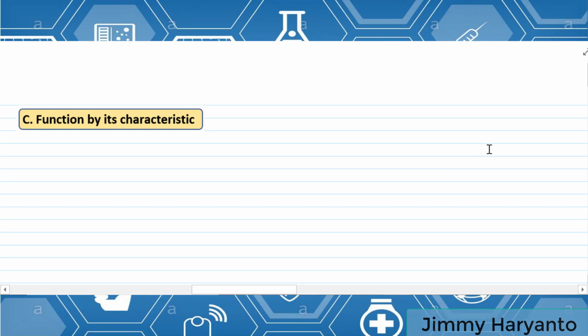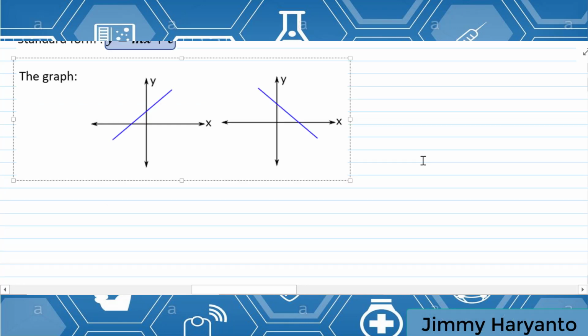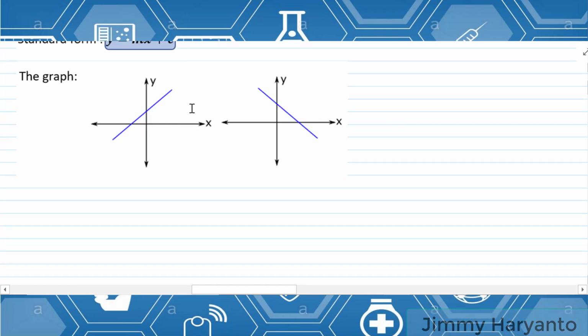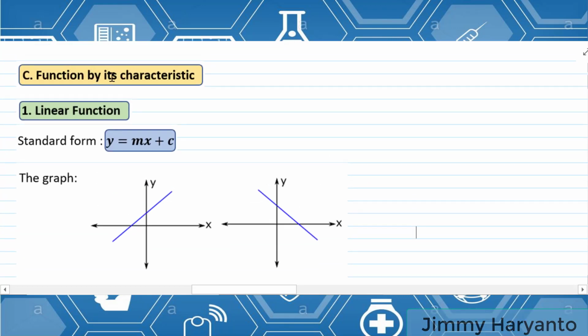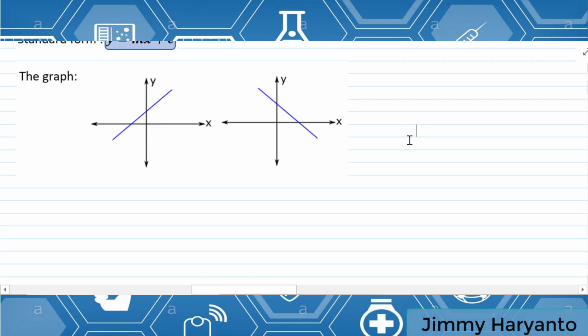Next is the type of function by its characteristic. The first one is linear function. Linear function, the standard form is y equals mx plus c, and then the graph will be like this. For y equals mx plus c, the graph will go diagonally to top right, or maybe diagonally to top left. For each of these functions, the function by its characteristic, I will teach you how to find the domain and range.